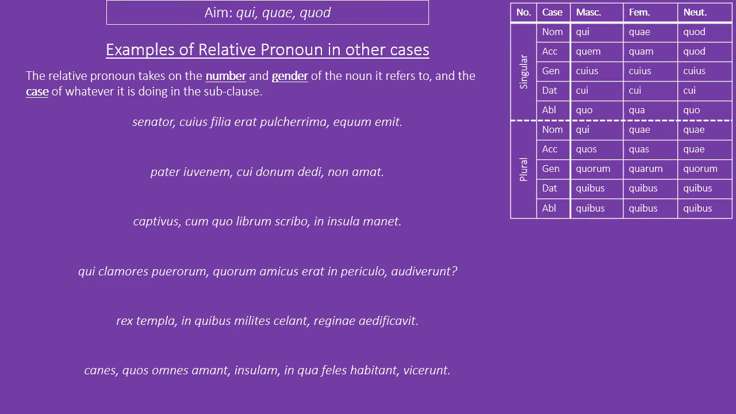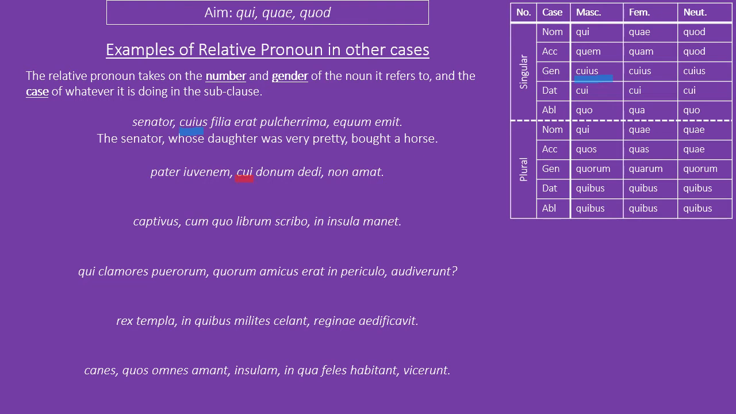So, the centre, cuius filia. Well, we can see cuius only comes up in the genitive singular. If it's genitive, we can instantly translate it as whose. It's a good trick, that. So the centre, whose filia, whose daughter, erat pulcherrima, was very pretty. He emit an equum. He bought or buys a horse. Fairly simple to do that as long as you get that cuius being whose.